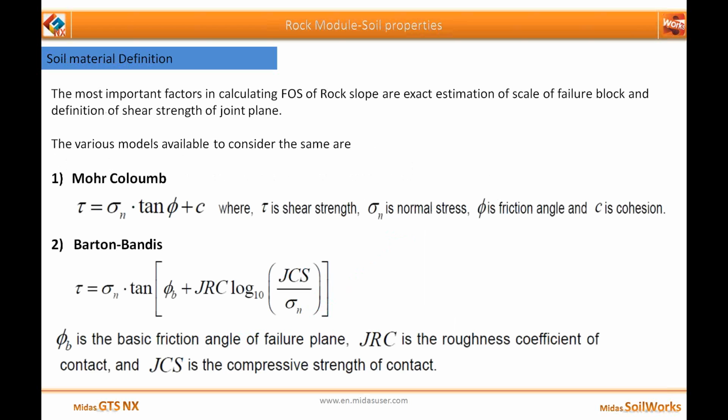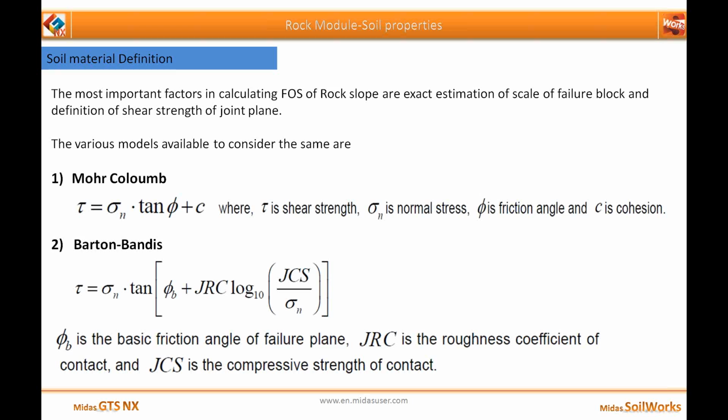Now, talking about the material definition, the most important factors in calculating the factor of safety of a rock slope are the exact simulation of the scale of the failure block and the definition of shear strength of the joint plane. So basically the shear strength is the parameter, as you have seen in the previous slide, which governs the factor of safety. The various models available in SoilWorks include the Mohr-Coulomb model, based on the simple formula where the shear strength is given by sigma n tan phi plus c, where c is the cohesion, phi the friction angle, and sigma n the normal stress.